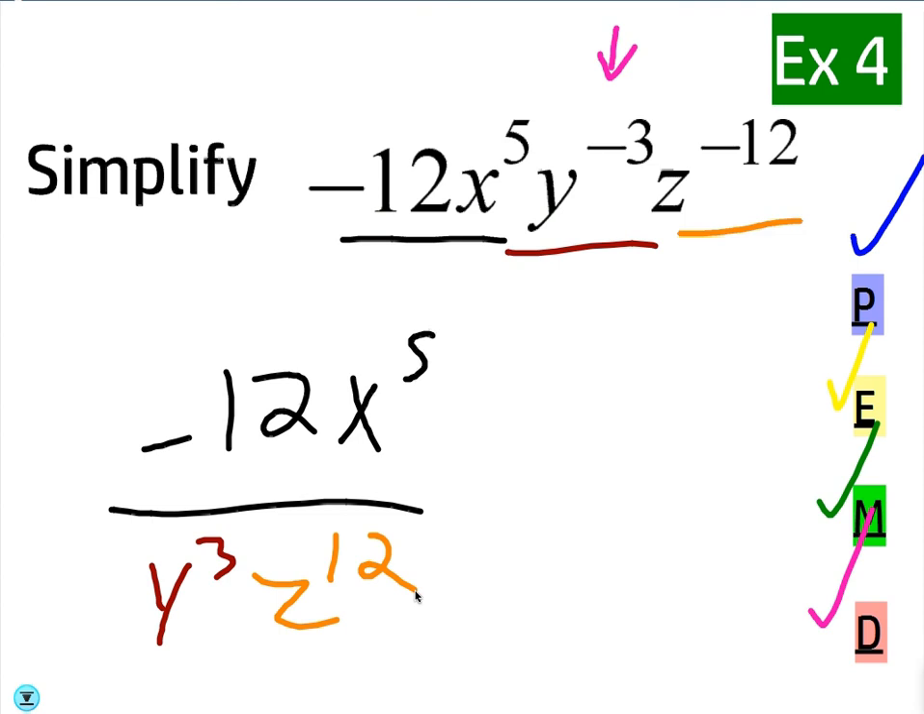So I think that the best way to categorize flipping a negative exponent, putting it on the other side of the fraction, is dividing. And that's it.